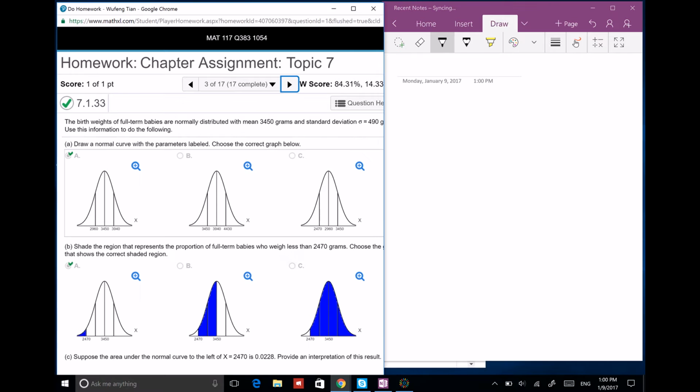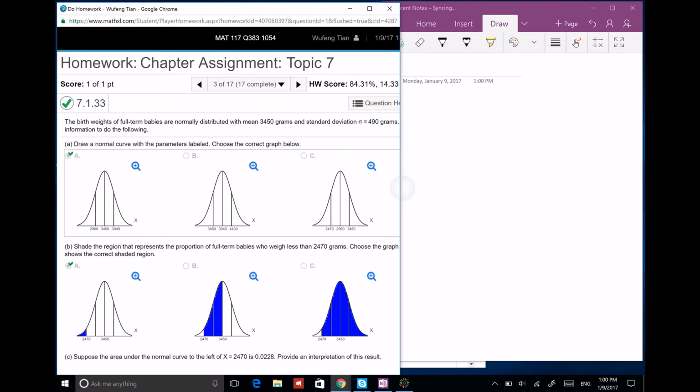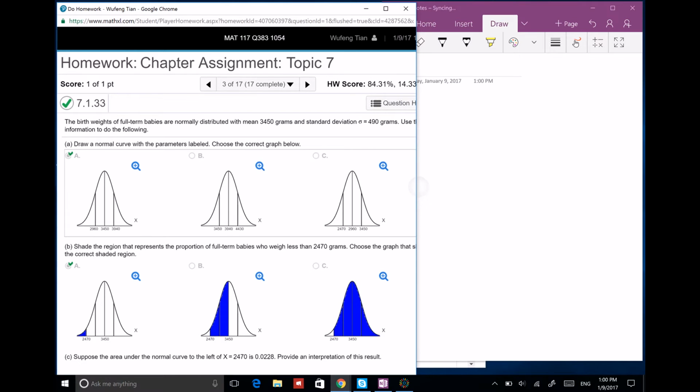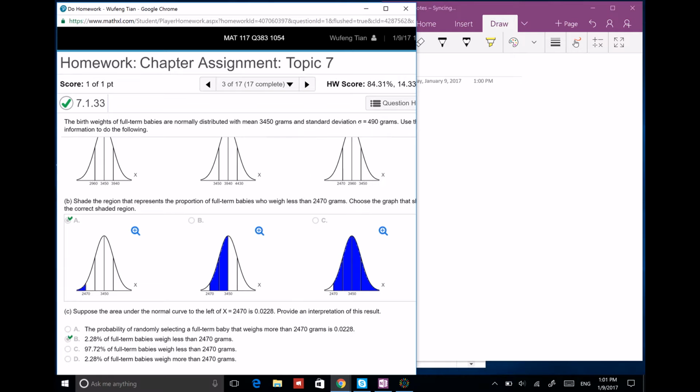Number 3 is pretty simple too. You have the standard deviation. So mean value 3450. Sigma is 490. So this is the right answer, A. B and C are wrong because the mean value is not even right. So next one, 2470 is less than. So on the left side of 2470, the probability is this. That's the probability of less than 2470.